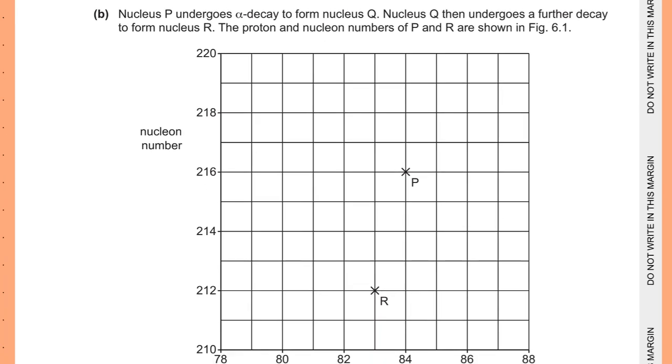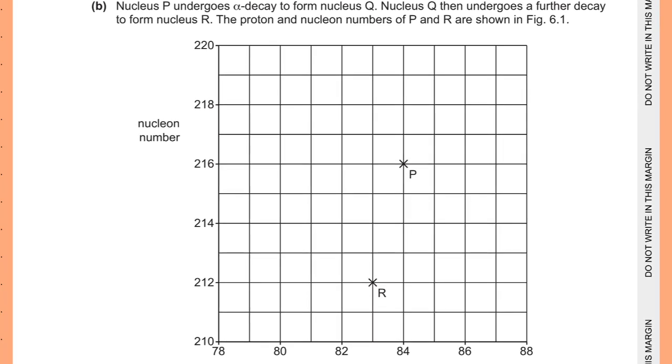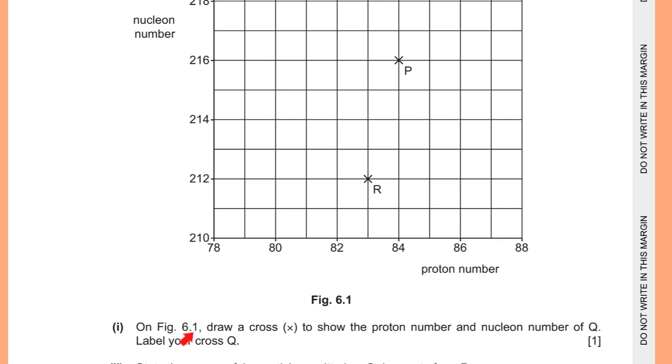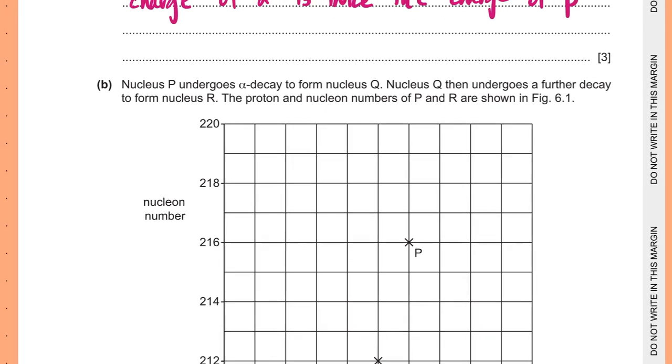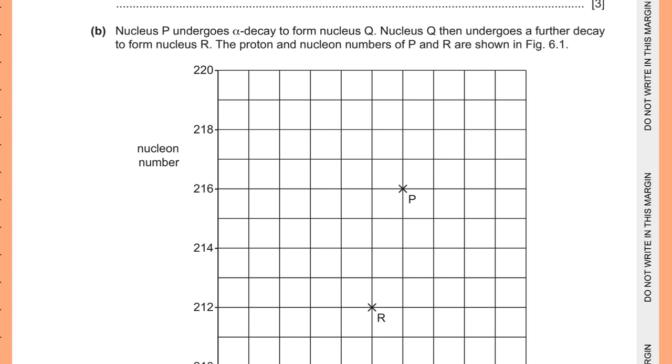Next, nucleus P undergoes alpha decay to form nucleus Q. Nucleus Q then undergoes a further decay to form R. Proton and nucleon numbers of P and R are shown in 6.1. In this next part on 6.1, we have to draw a cross X to show the proton number and nucleon number of Q. Label your cross Q. Okay, so P to Q is alpha, right? So the nucleon number is going to decrease by 4, so it's going to become 212. And the proton number is also going to decrease by 2. So 84 minus 2, this is Q.